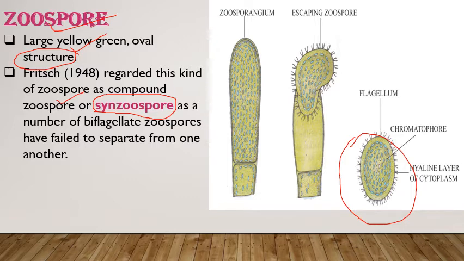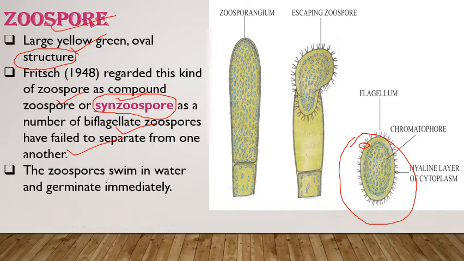So that's why this is considered a compound zoospore, as a number of biflagellate zoospores fail to separate from one another. We can see here this portion with two flagella is considered a single zoospore, but these zoospores do not separate, they stay together and form a single complex structure, known as a zoospore, compound zoospore or synzoospore. That's why the zoospore of Vaucheria is considered a compound zoospore or synzoospore.